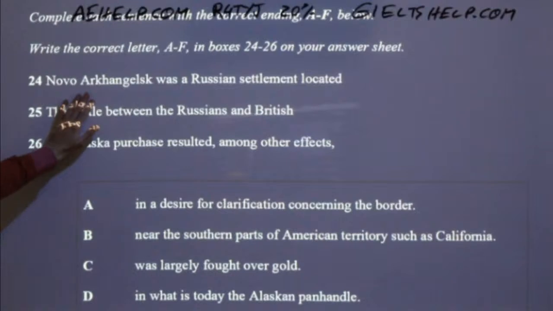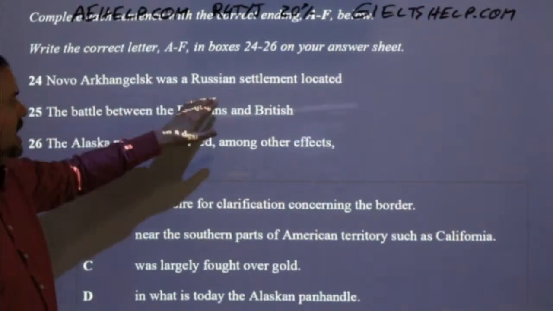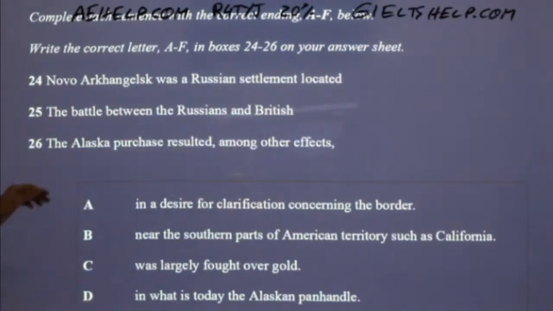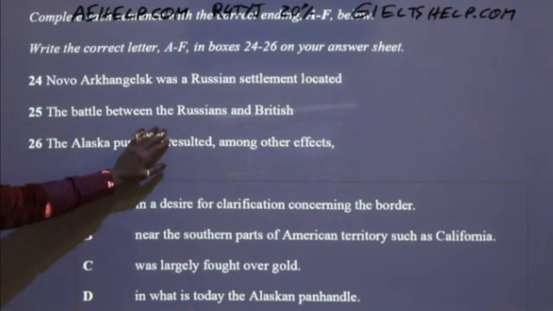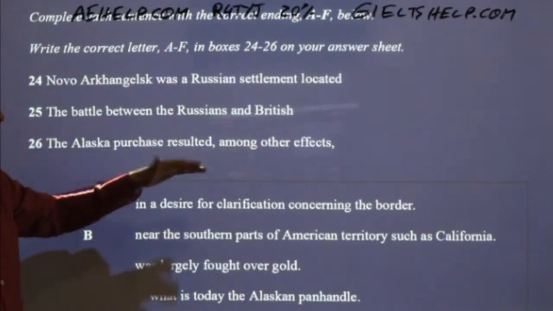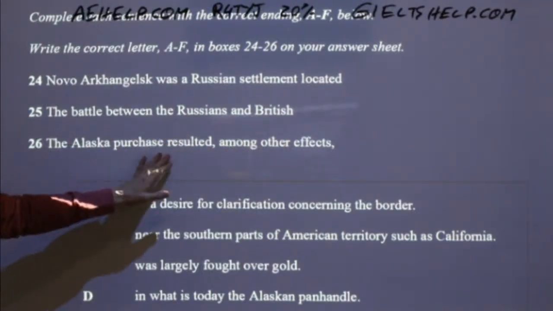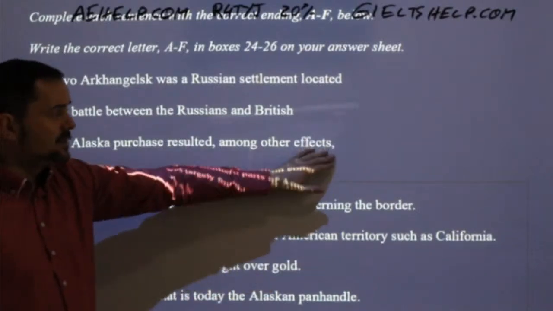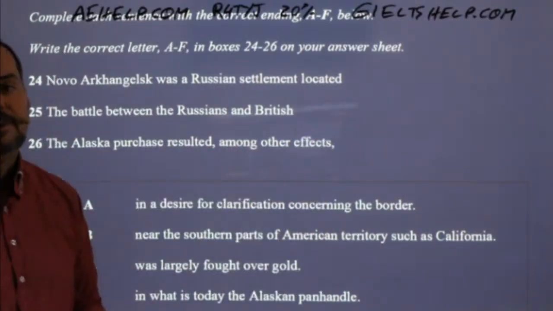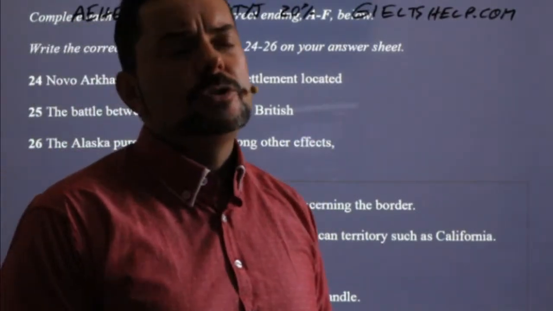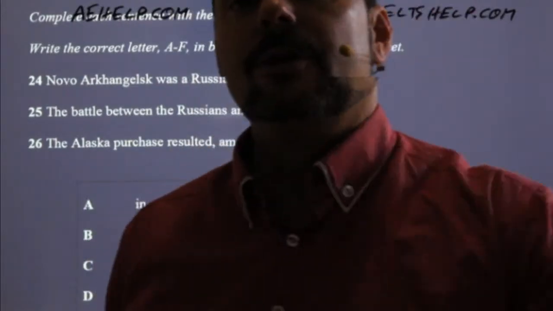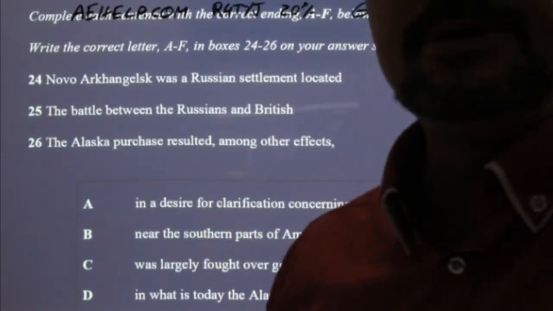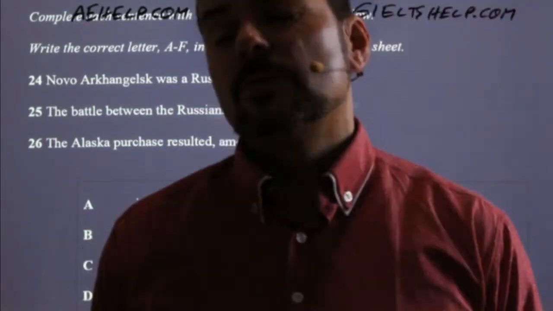Novo-Arkhangelsk was a Russian settlement located. The battle between the Russians and British, okay. The Alaska Purchase resulted, among other effects, something. Okay, fine.